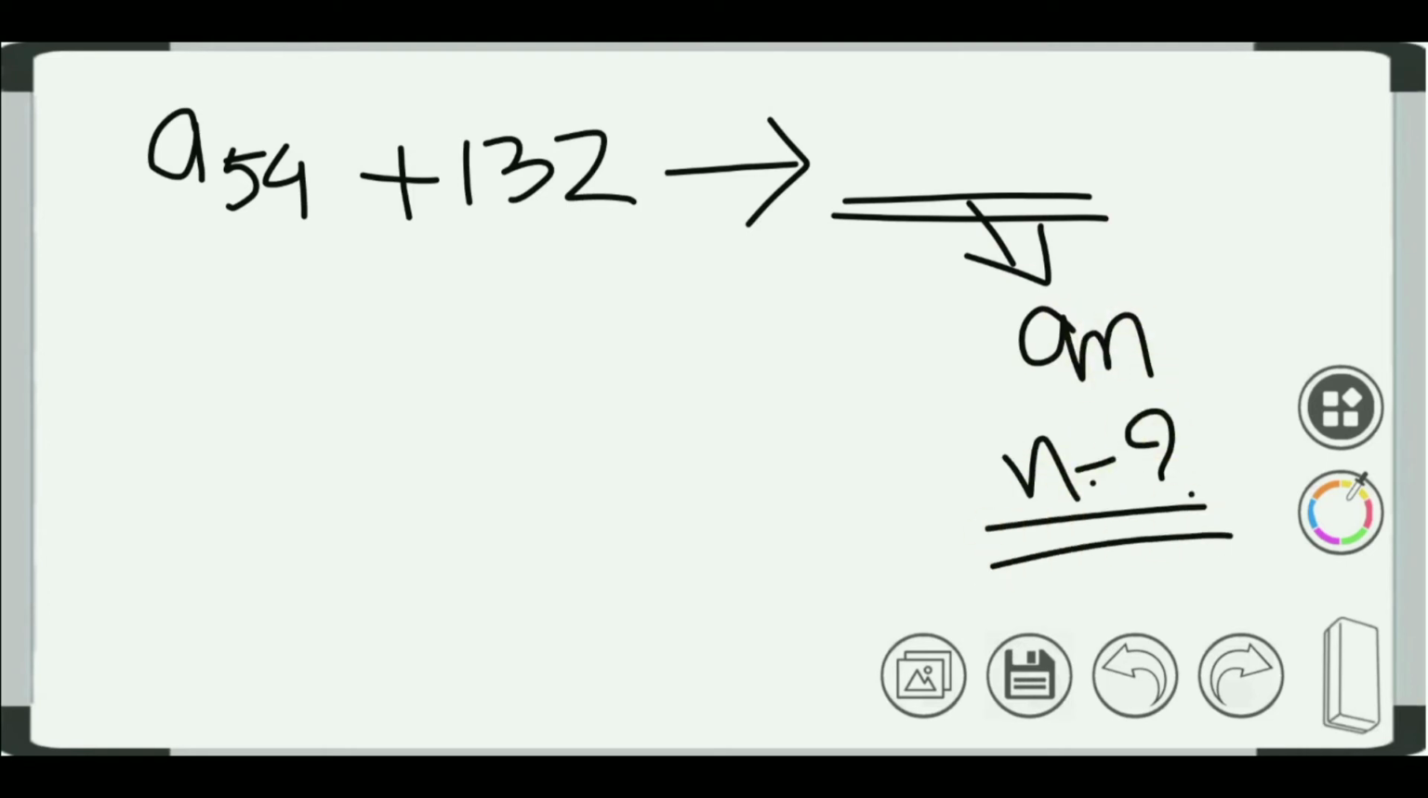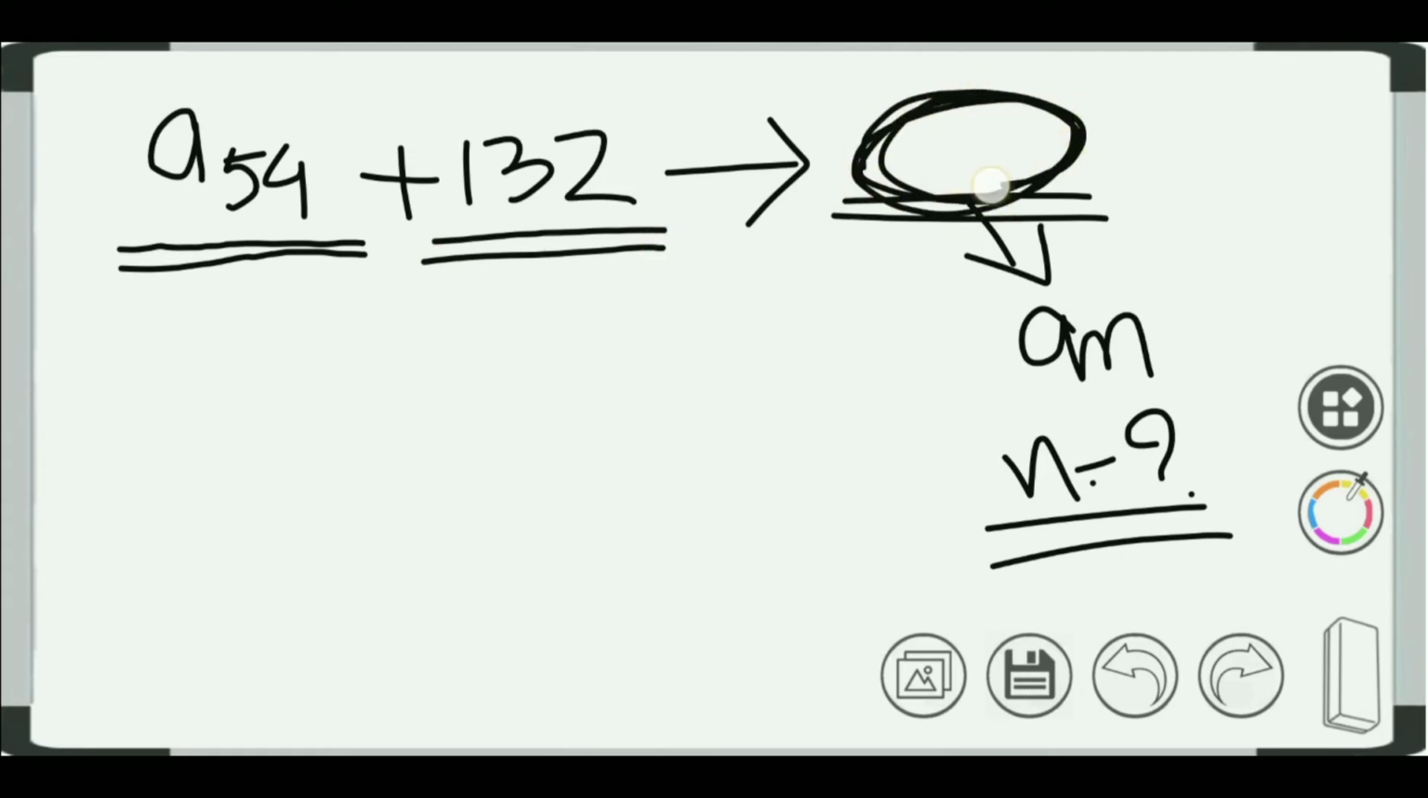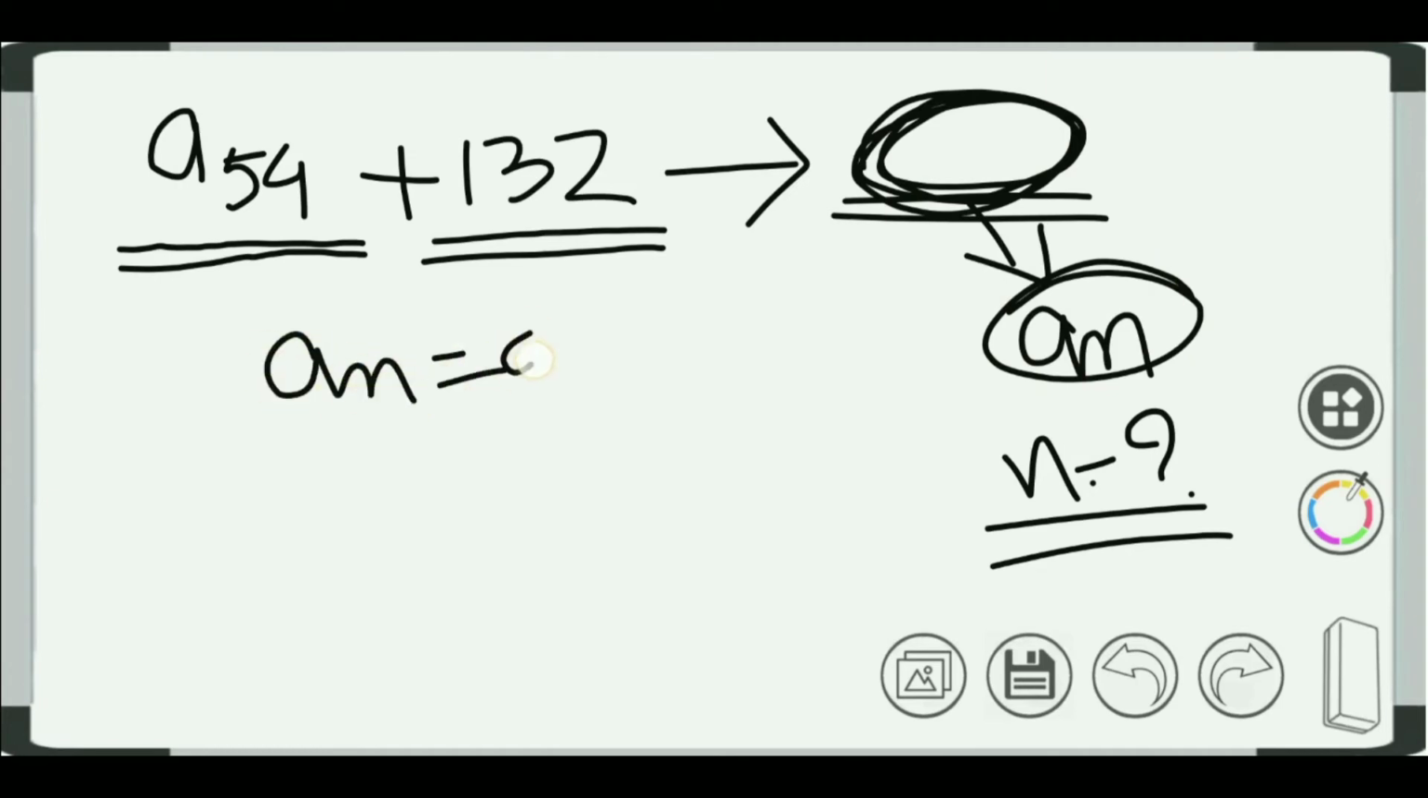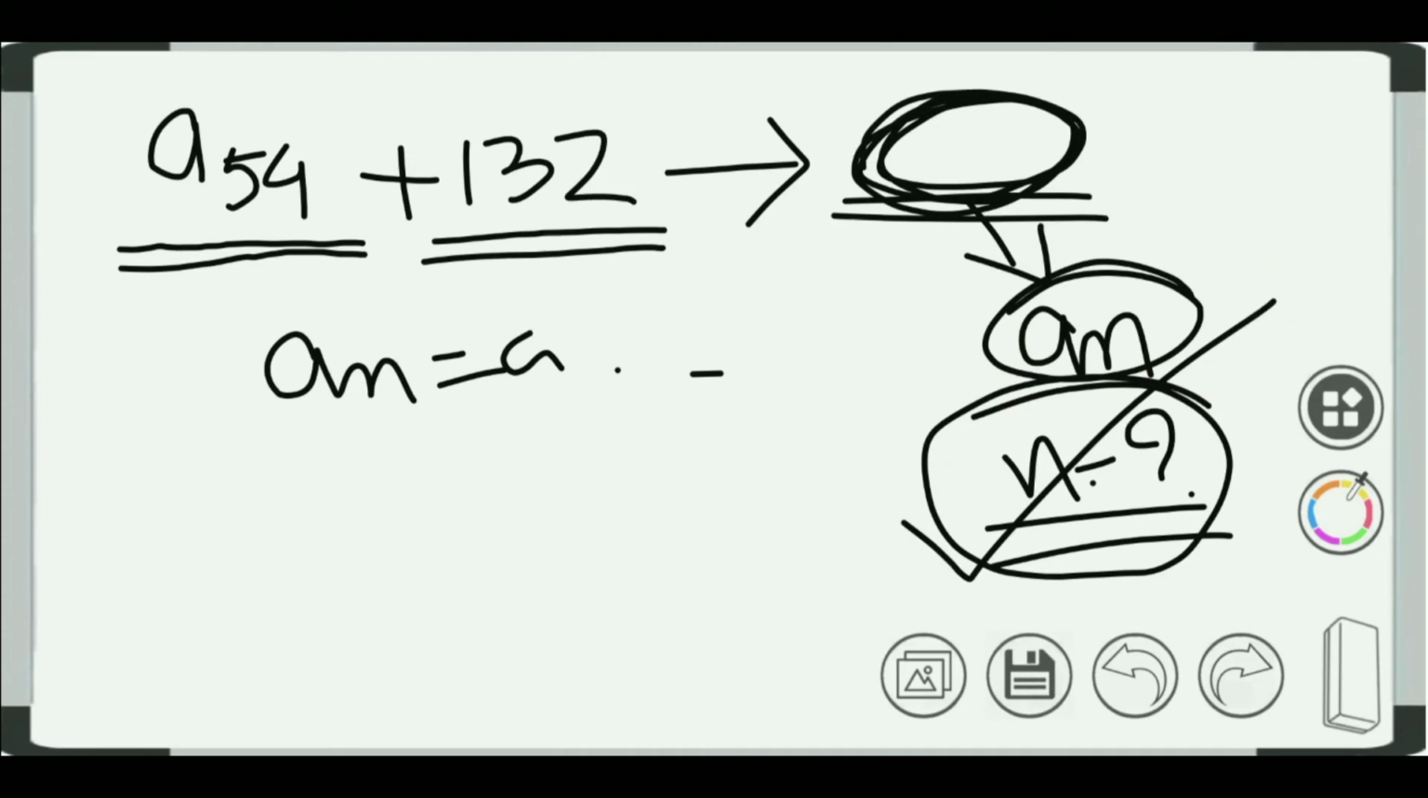That's all. 132 more than its 54th term means you will find the 54th term first. Then you will add 132. Then you will get some value here. This value you will take as an. And the same way you will put it in an is equal to a plus n minus 1 into d, and you will get a value for n. This is your answer, the n value.